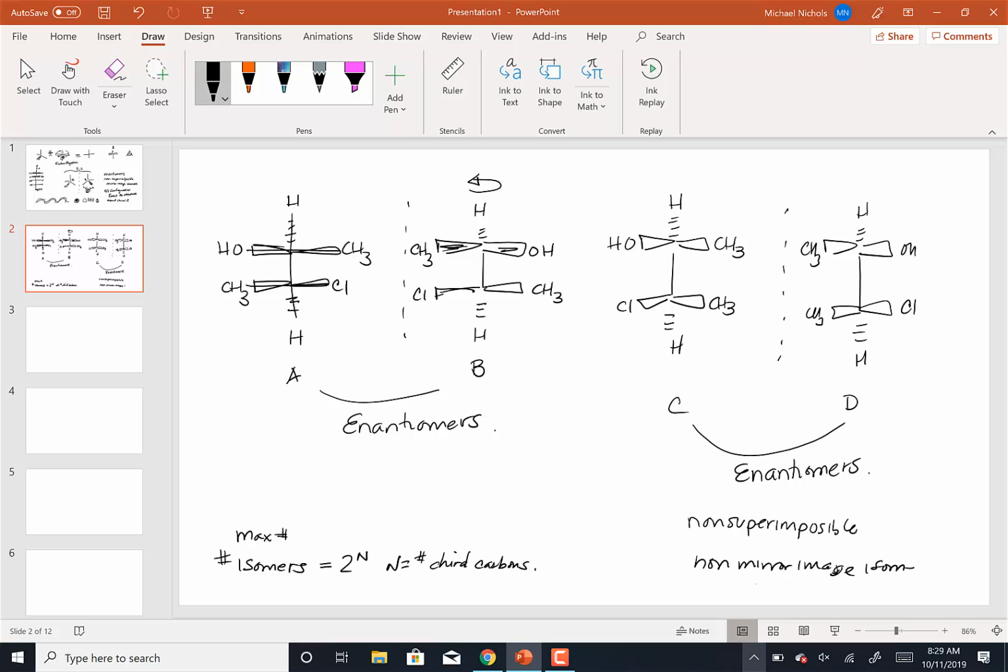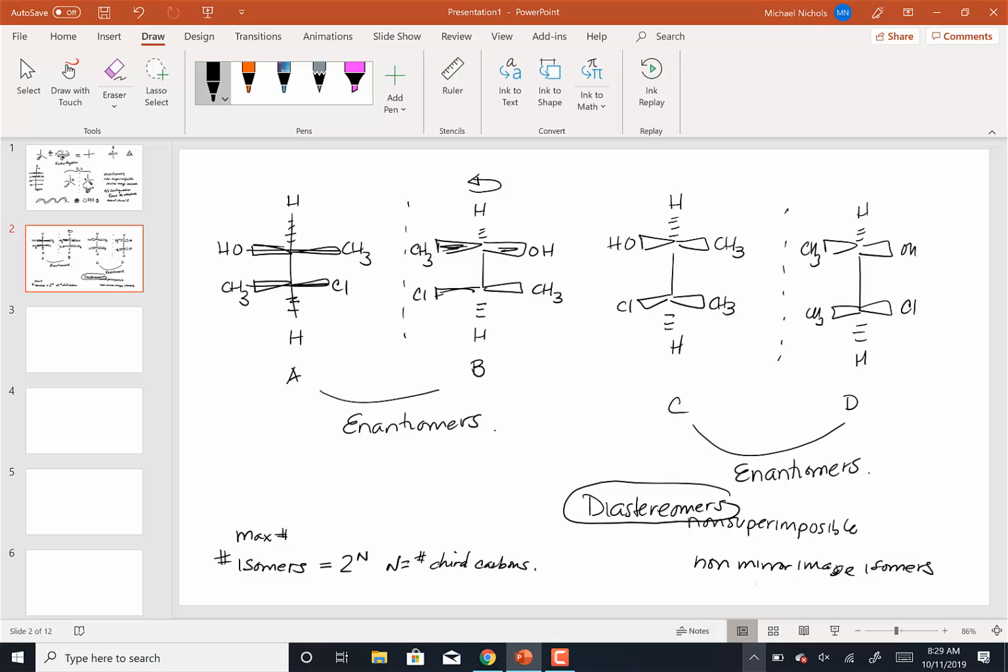And what are they called? They are called diastereomers. A couple of letter changes, diastereomers. So non-superimposable, non-mirror image isomers are diastereomers.